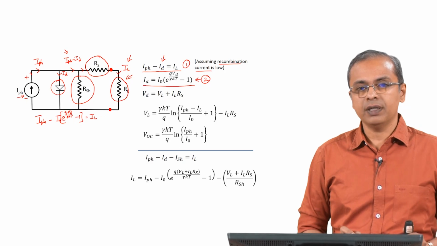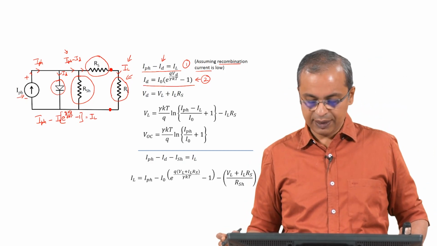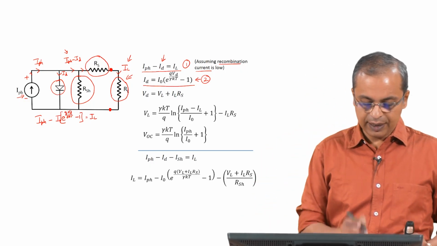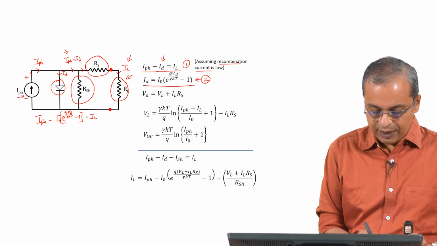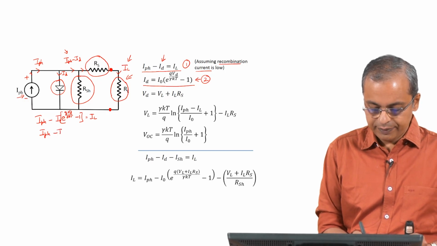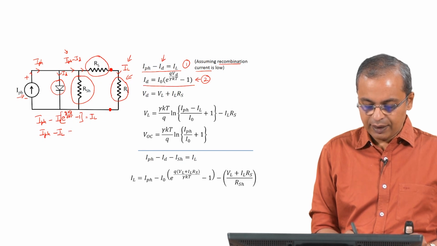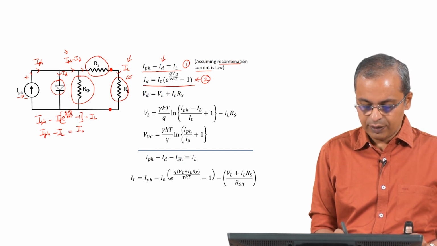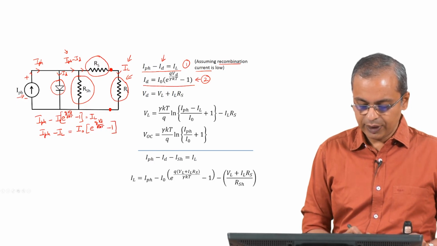If I want an expression for the diode voltage in terms of the currents that are present here, what would I have to do? I will rearrange this. So, we have IPH minus IL. I am just moving the IL to this side and moving the other current to the other side, equals I naught e to the power q Vd by gamma KT minus 1. Okay, so I have just rearranged.